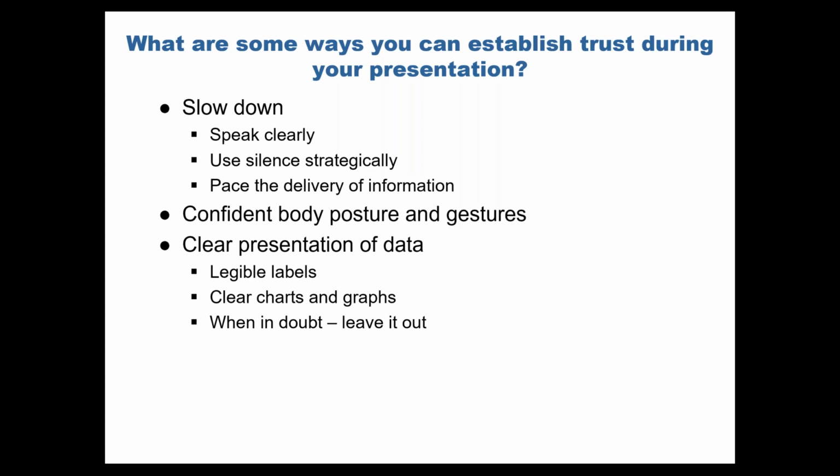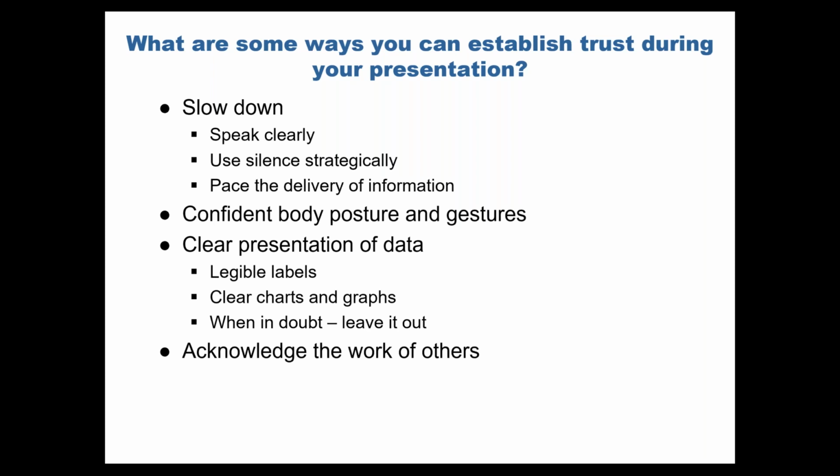So legible labels, clear charts and graphs, and also a common tendency I see in physics talks is people like to throw all the information out. They figure, well, I mean, all of it's important, right? And my audience will just pick and choose which to listen to. Don't make your audience do that work. Choose the subset of data that most importantly makes your point and omit the stuff that is tangential.